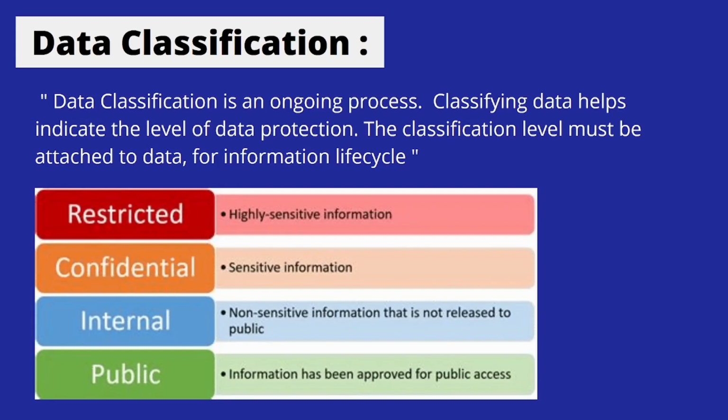Moving on, data classification. Now, what's data classification? It's an ongoing process. Classifying the data helps indicate the level of data protection. The classification level must be attached to the data or information lifecycle. Restricted data includes highly sensitive information. Confidential means sensitive information. Internal is non-sensitive information that is not released to the public. And then there's information that's approved for public access.